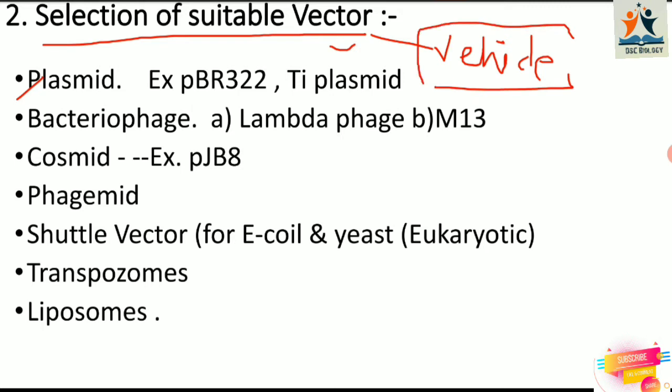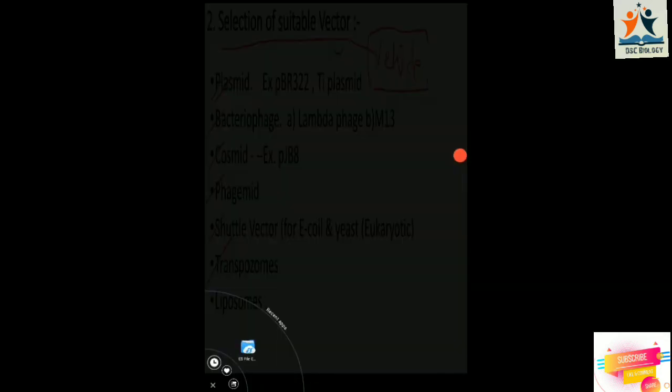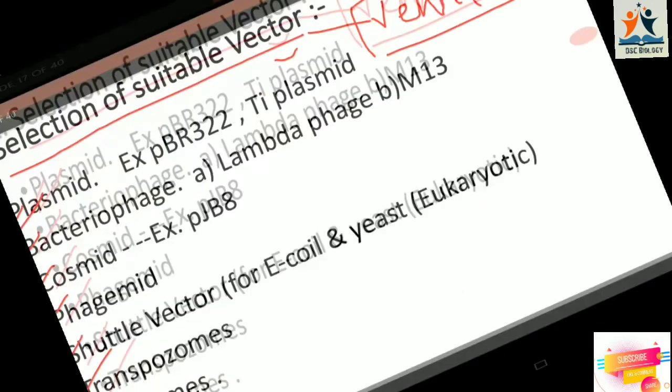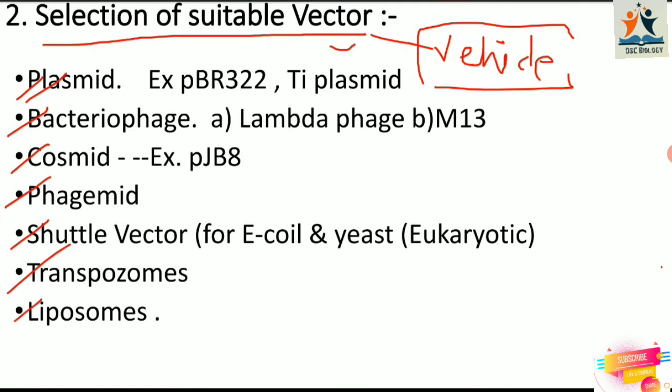There are a number of vectors. Number one is the plasmid, next the bacteriophage, the cosmid, phasmid, shuttle vector, transposome, and liposome. For example, among plasmids, pBR322 and the Ti plasmid are used, the Ti plasmid mostly for transferring the desired gene into plants. Next is the bacteriophage. Bacteriophages like lambda phage and M13 phage are used for the transfer of the desired gene.